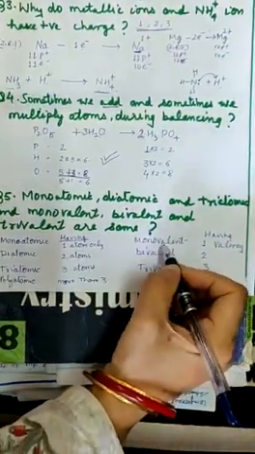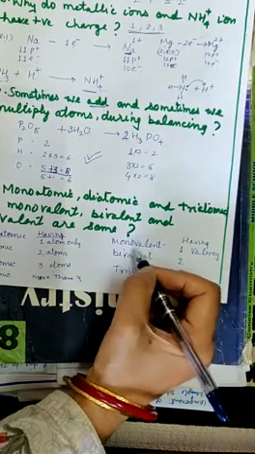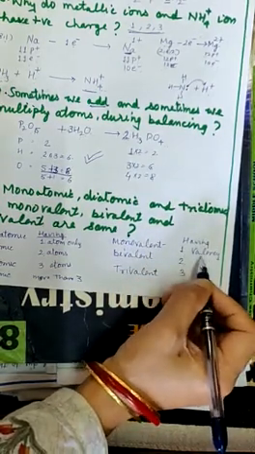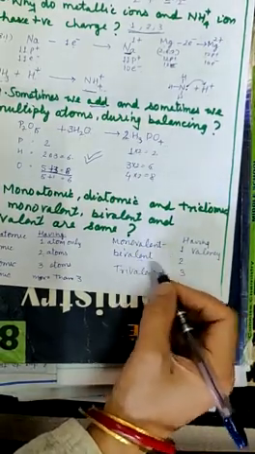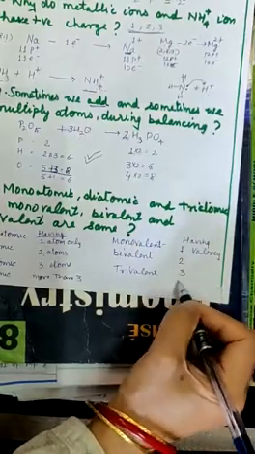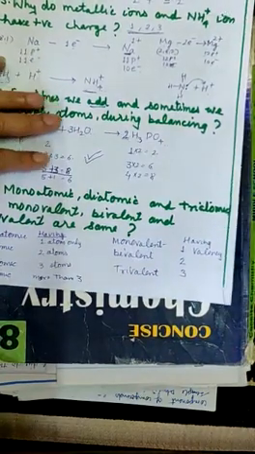And what about monovalent? Mono means single, valent means valency. So an atom or a radical having one valency only is said to be monovalent. An atom or radical having 2 valencies is said to be bivalent. An atom or radical having 3 valencies is said to be trivalent. And that's all.